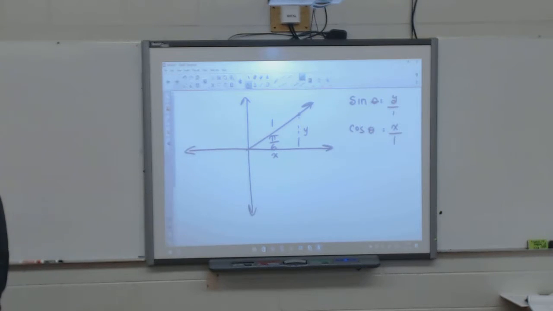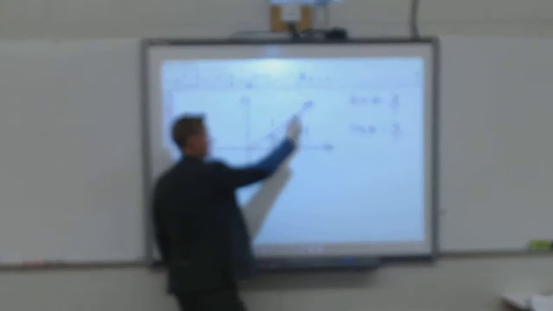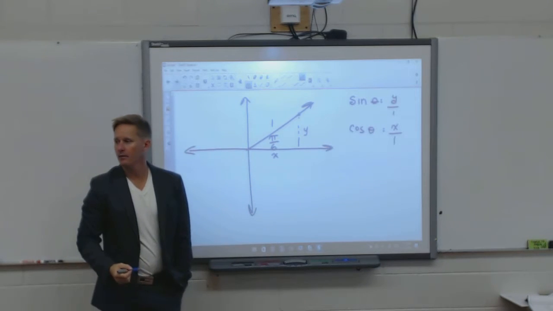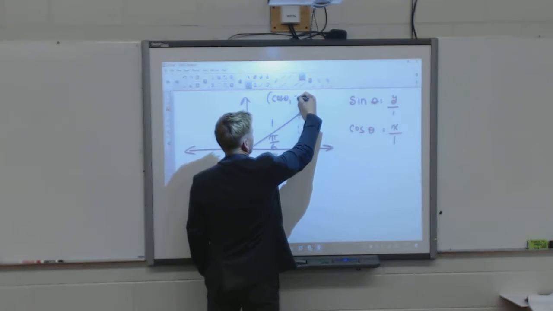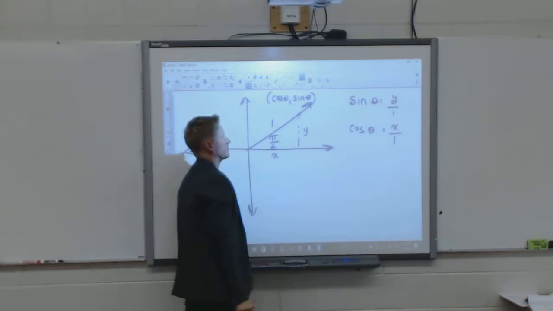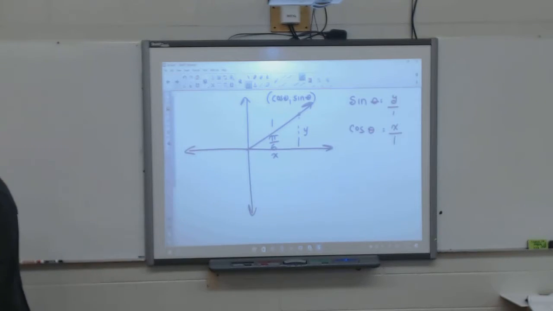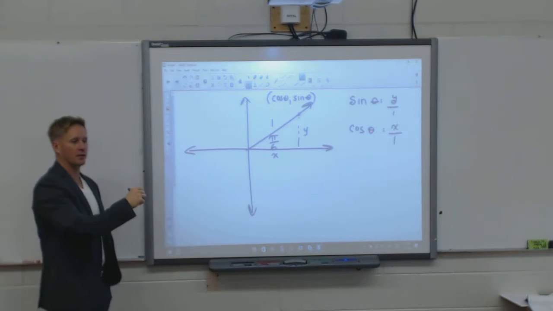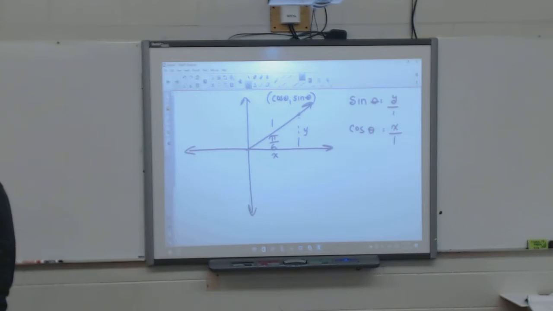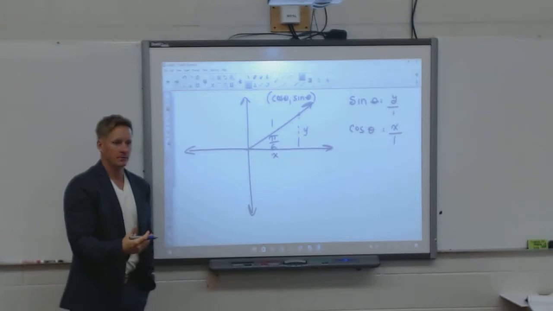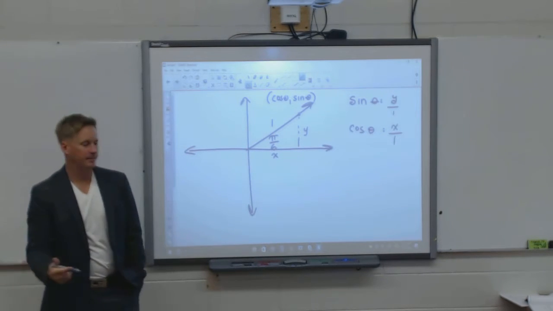Okay, this is hugely important to you. Because this coordinate is x, y, right? That means that coordinate is cos theta, sine theta. And this is what I tried to explain to you yesterday: the cos of any reference angle is your x value of the coordinate on the unit circle, and the sine of any angle is the y value on the unit circle.